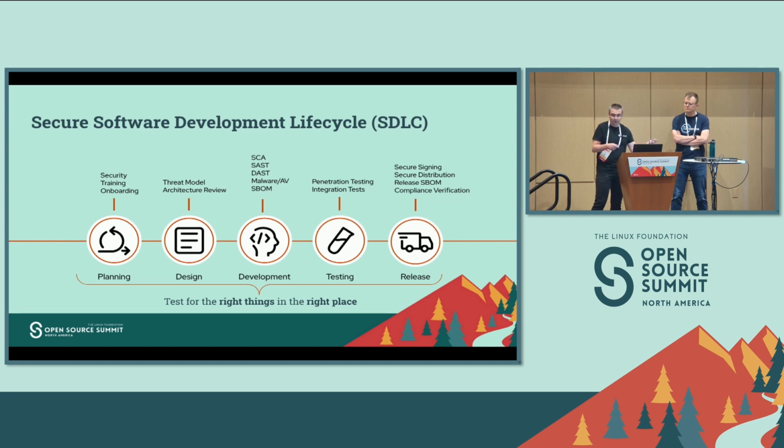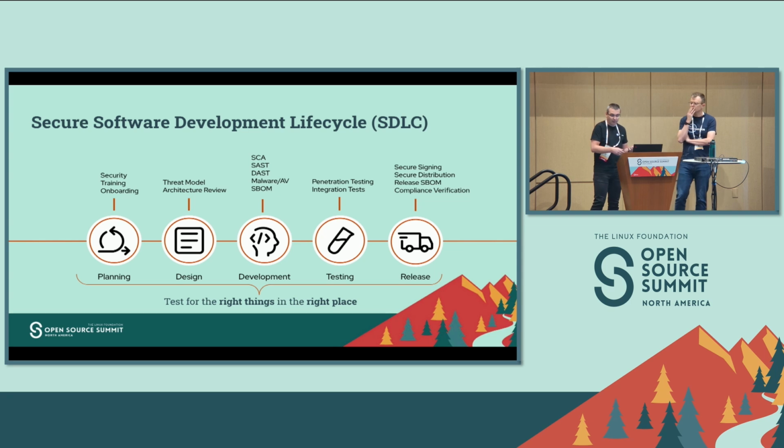So for example, during the design, we do threat modeling and security architecture review. During the build time, development time, like I already mentioned, we run a different set of automated security testing, like SCA scanners, SAST, DAST scanning. We produce the build SBOM.